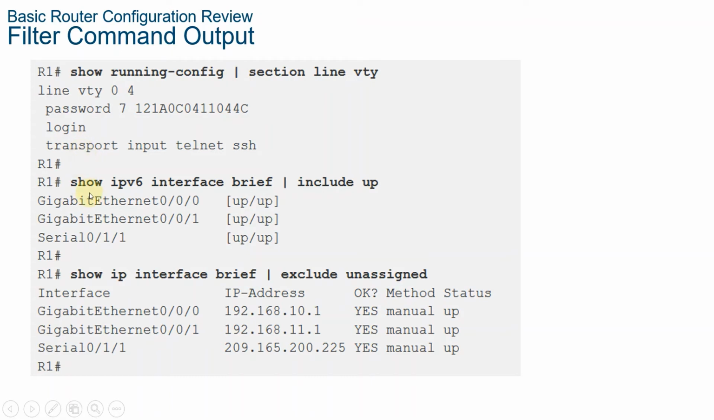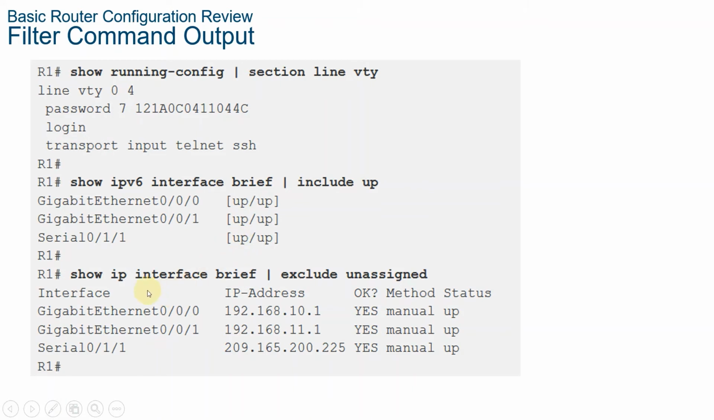All right. So another example is show IPv6 interface brief include up. So this will display only the status of the interfaces on IPv6, which includes the status up.